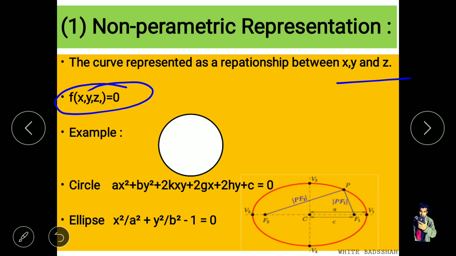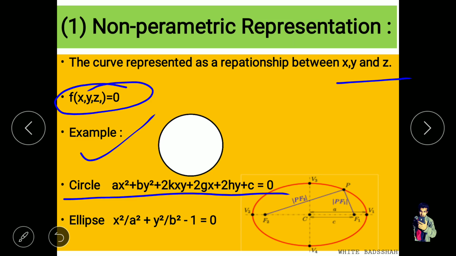The total equation is based on the x, y and z relation, or in the form of x, y and z coordinates. Like we take one example of a circle. The non-parametric equation for the circle is ax square plus by square plus 2kxy plus 2gx plus 2hy plus c. Now we can easily see the equation is based on the x, y and z coordinates. So it is easy to remember that the non-parametric representation has a relationship between the x, y and z coordinates, and it is based on the coordinate system.